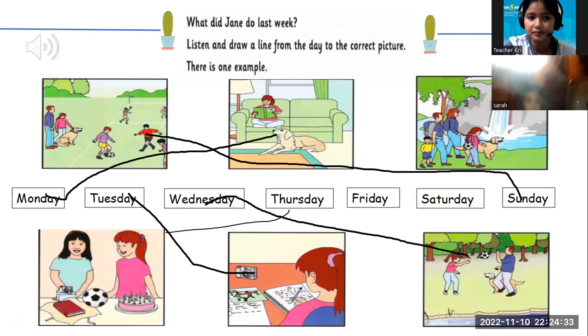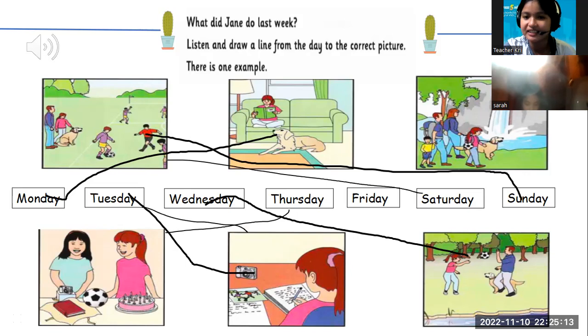Now listen to part 3 again. Alright, so you only answered Monday, Tuesday, Wednesday, and Sunday. Okay, so let's see if those answers are all correct. So the first one, okay, that's right. On Tuesday, she was doing her assignment, or homework.